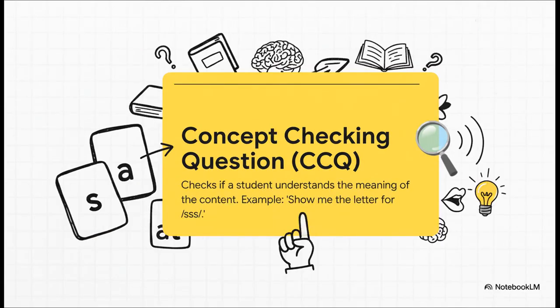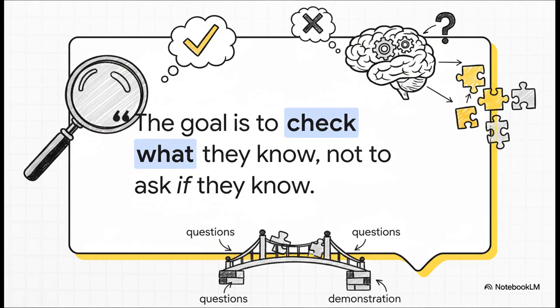Second, you have concept checking questions, or CCQs, and these are all about the actual content. The teacher might hold up 3 letter cards, S, A, and T, and ask, show me the one that makes the S sound. This directly checks if the student has actually grasped the knowledge. So here's the crucial takeaway. A good teacher never ever asks, "Do you get it?" Instead, they design these really precise questions that force the student to prove their knowledge. It lets the teacher see exactly what they know and where the gaps are. It's all about getting evidence, not just an assumption.